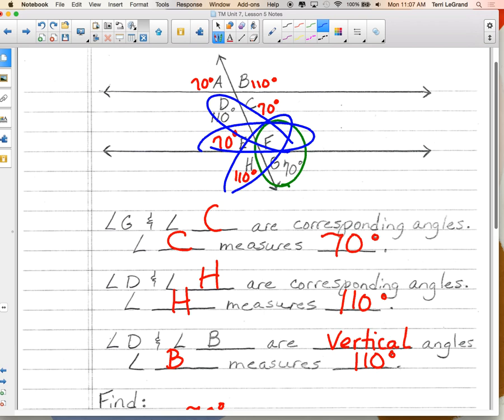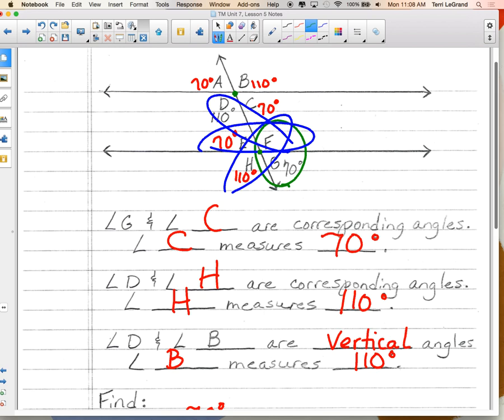Oh, I don't think so. They actually have a sort of an angle relationship we're going to talk about sometime, but they're not vertical because, do their vertices right here, do they meet each other? Are they sharing a vertex? No, so they can't be vertical.